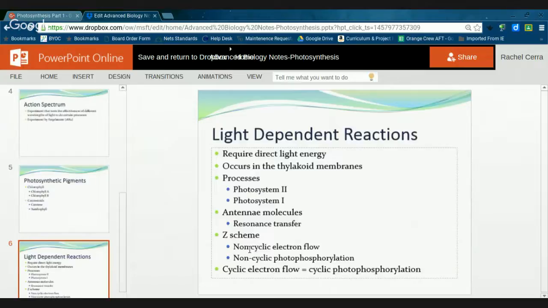Okay. The last thing that I want you to know, besides the fact that we've got the different chlorophyll molecules, is that we also have these things called antenna molecules, which can be your chlorophyll A and B's. Okay, go ahead and look at your diagrams.